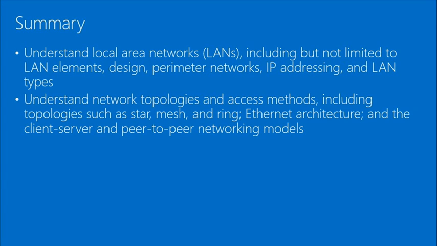Okay, so now we're at a summary of what we've talked about. We've talked about understanding local area networks, LAN elements, designing perimeter networks, IP addressing, and LAN types. We've talked about understanding network topologies and access methods. Topologies: star, ring, mesh. We've addressed Ethernet architecture and the client-server and peer-to-peer networking models. We've covered quite a bit of content. And if you're feeling overwhelmed, you should. And this is just the tiniest tip of the iceberg.